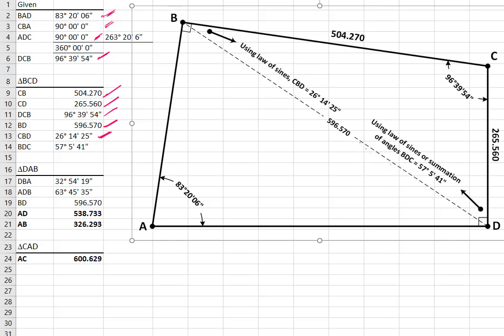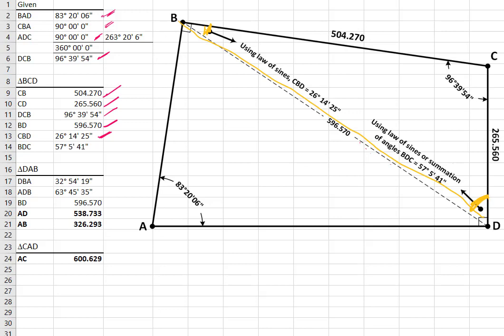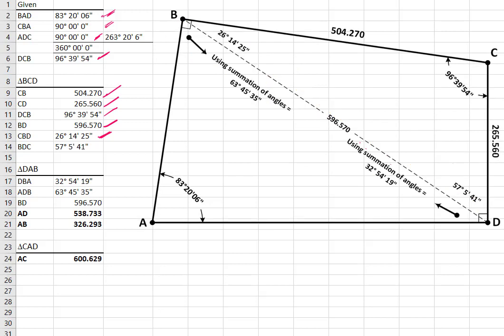So now we found this length. This length is now known. We found also this angle, and we found this angle. This angle was found using the law of sines, and this one using the law of sines, or the summation of the angles, which is easier. Now let's continue finding the other angles on the other side.